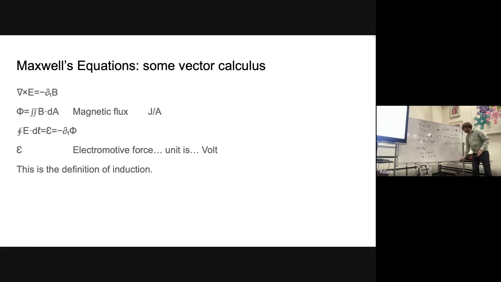My point of doing all this was to show the derivation of this rule. So this is actually induction. It says that a changing voltage. Sorry, this is the definition of electromotive force. This left part, the contour integral of the electric field over V, says the electromotive force is negative the change in time of flux. Electromotive force is the unit of this voltage, as we spoke about before, because it's joules per coulomb.